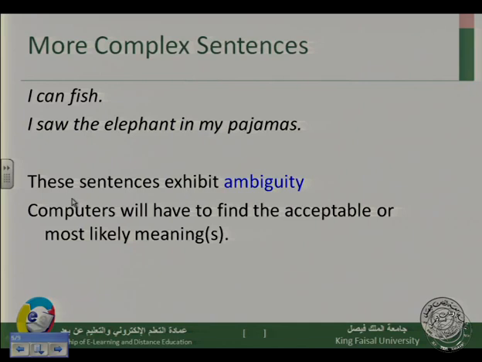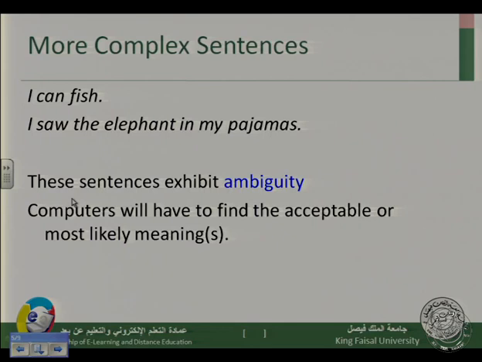So let's see the problem here. I can fish. I saw the elephant in my pajamas. This is what we talked about in last lecture. We have a structural ambiguity here. I can fish. It means I can go to the sea and I can fish. Or it means I put fish in cans. I have cans, and then I take fish and put them inside the cans. Say, this is my job.